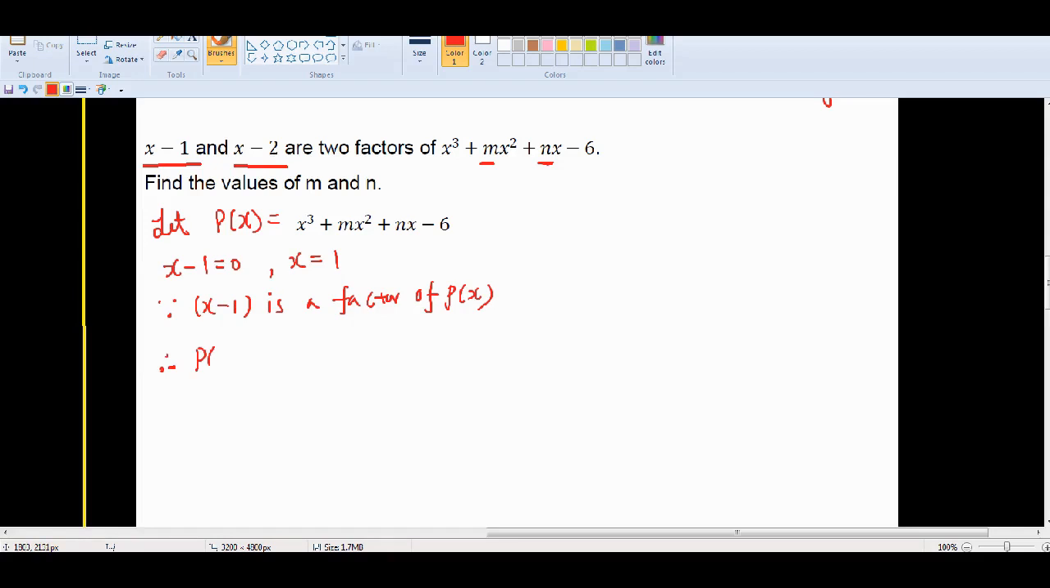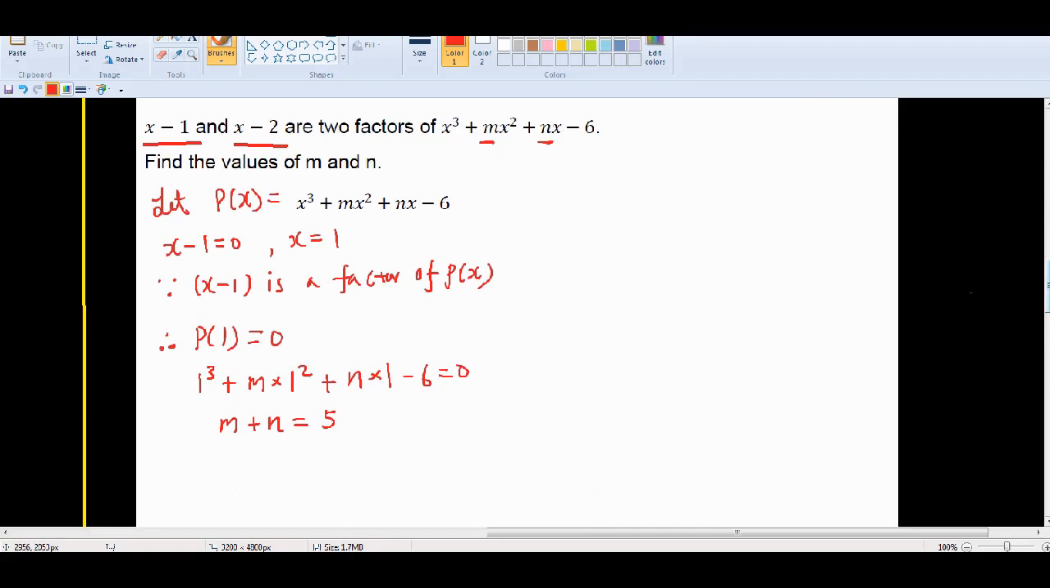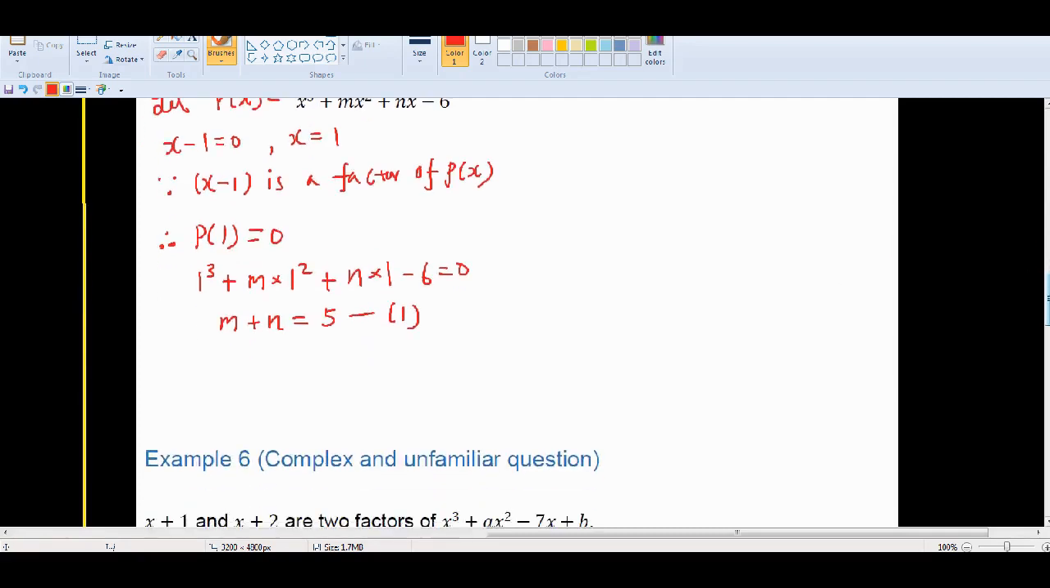therefore p(1) equals 0. p(1) is 1 to the power 3 plus m times 1 squared plus n times 1 minus 6 equals 0. So basically, I'm getting a little bit quicker here, you are going to have m plus n equals 5, and then you can't go further because there are two unknowns. We're going to set this one as equation 1.